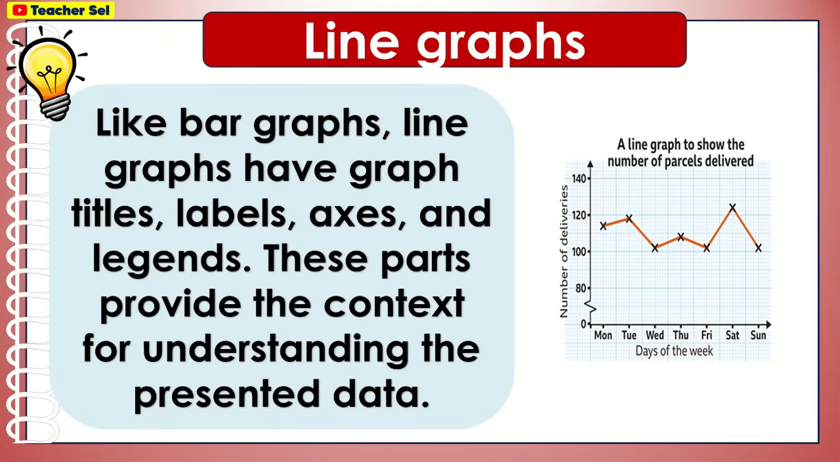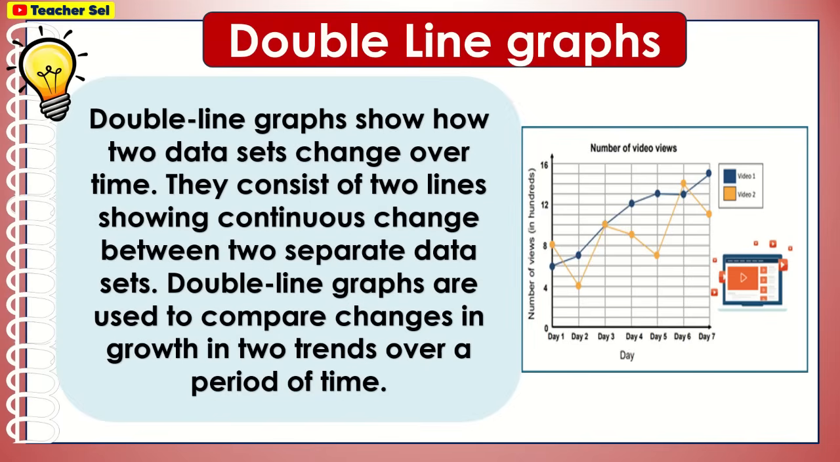Like bar graphs, line graphs have graph titles, labels, axes, and legends. These parts provide the context for understanding the presented data. Double line graphs. Double line graphs show how two data sets change over time. They consist of two lines showing continuous change between two separate data sets. Double line graphs are used to compare changes in growth in two trends over a period of time.